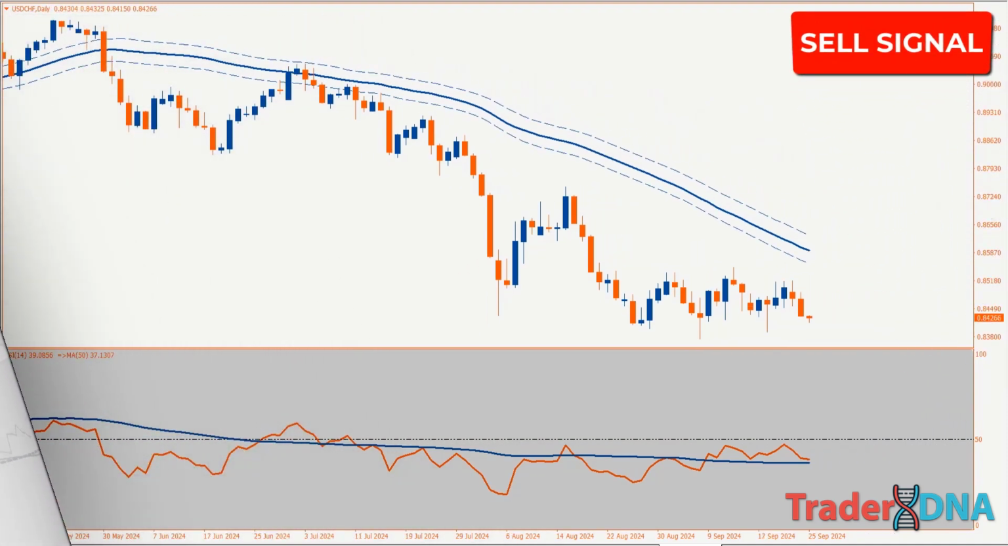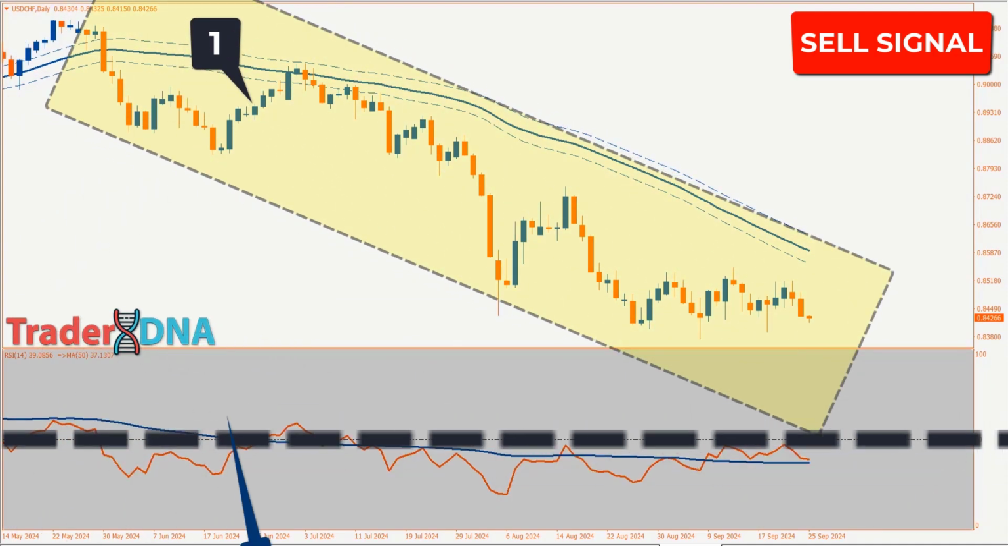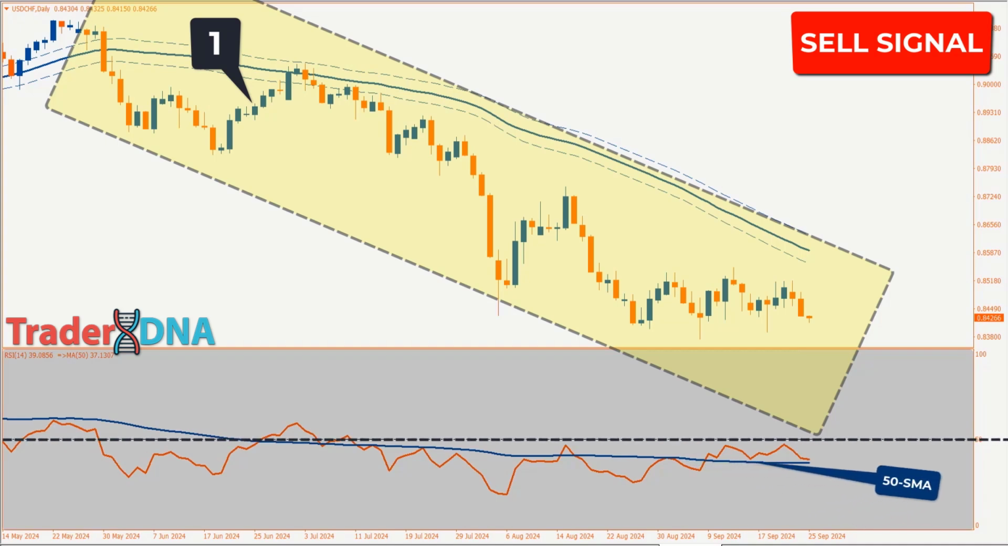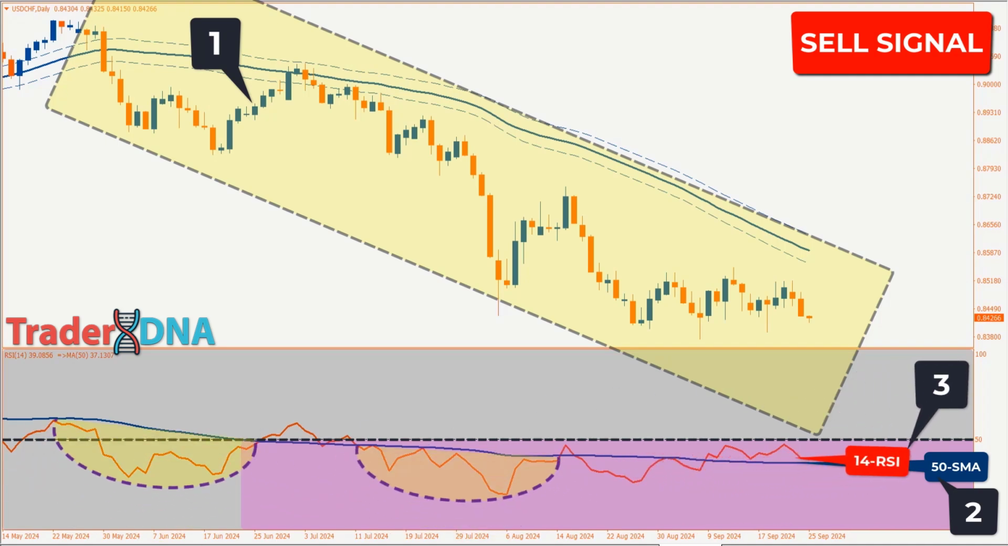Sell signal. First, the price is going down and is below the moving average. Second, the 50 period simple moving average is below 50. Third, the 14 period RSI is also below 50. Fourth, the price pulls back, shown by the 14 period RSI rising above the 50 period simple moving average, while that average stays below 50.